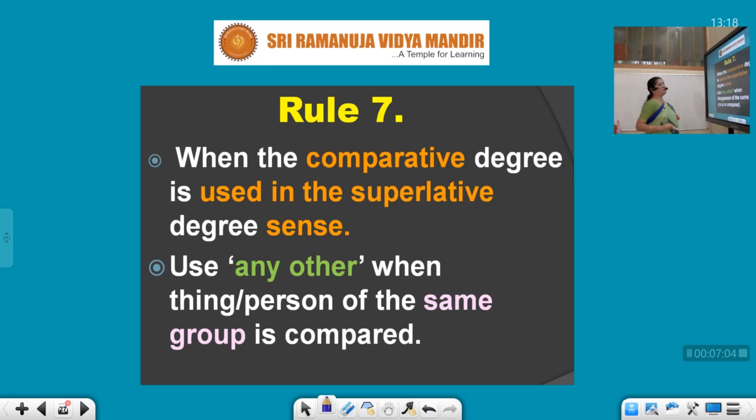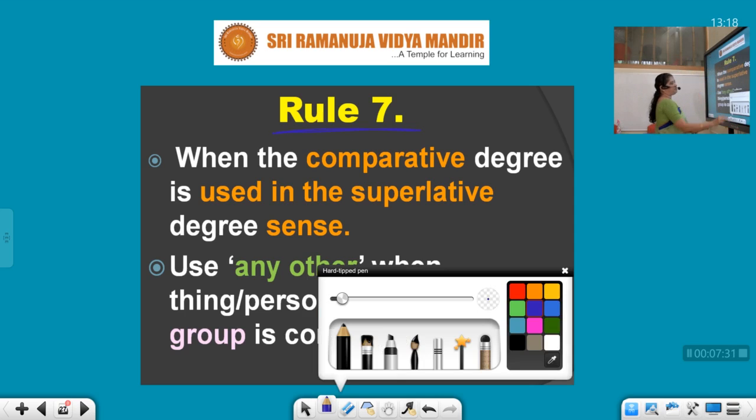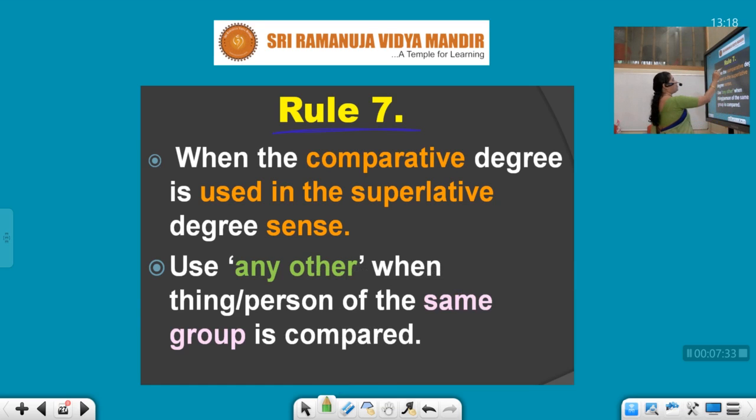Okay. Next, rule number 7. When the comparative degree is used in the superlative degree sense. Supposing a comparative is used in superlative. What is a comparative, students? Two things compared. What is superlative? More than two things compared. Please bear this in your brain. Very important point. Rule 7 is useful even in your changing of degrees of comparisons. Even when you're changing your degrees of comparisons, you will use this.